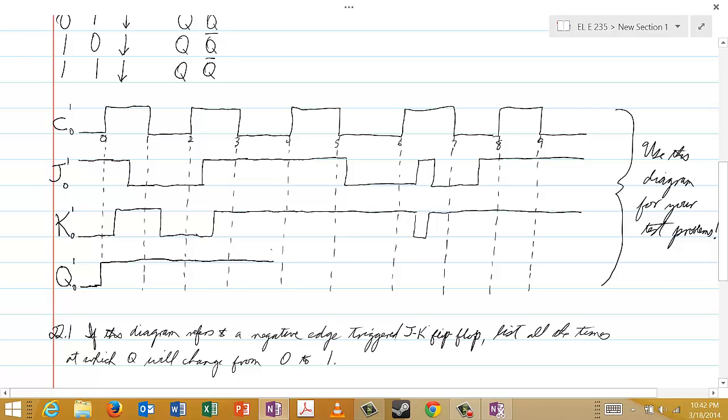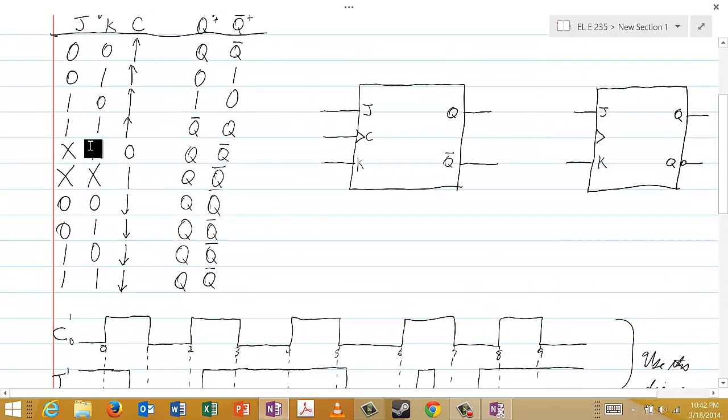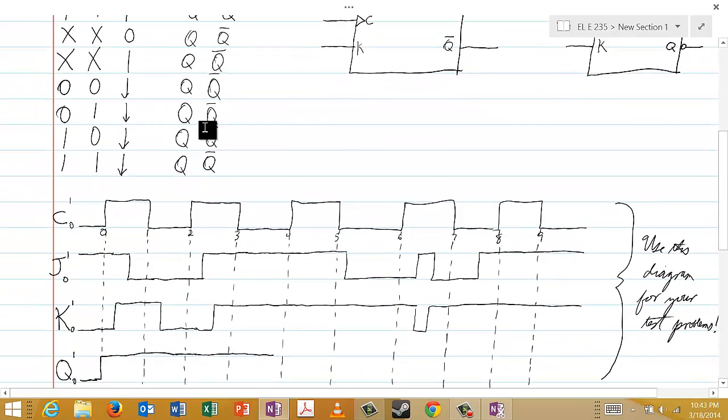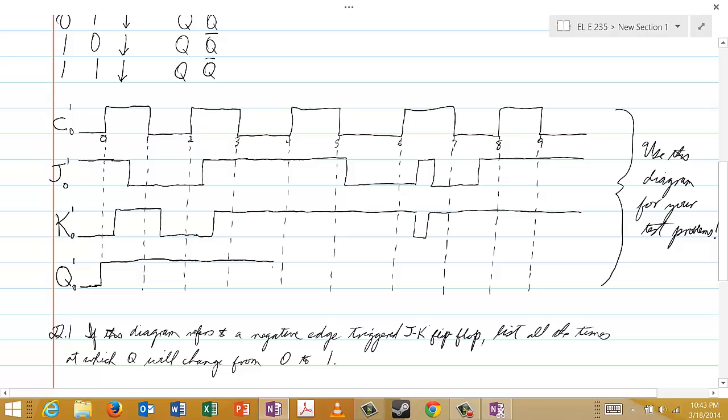And let's come over here to just before 4, because that's our next positive edge. At this positive edge, we see that J is equal to 1 and K is equal to 1. And remember that when J and K are both 1, that is the toggle condition. So the next value of Q will be the present value of Q complement. And therefore, since the present value of Q is 1, the next value of Q will be 0.